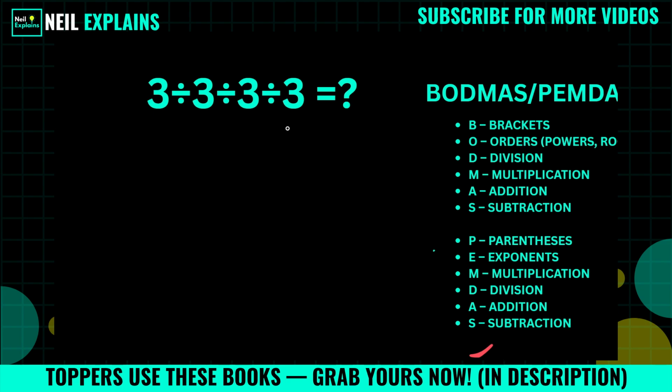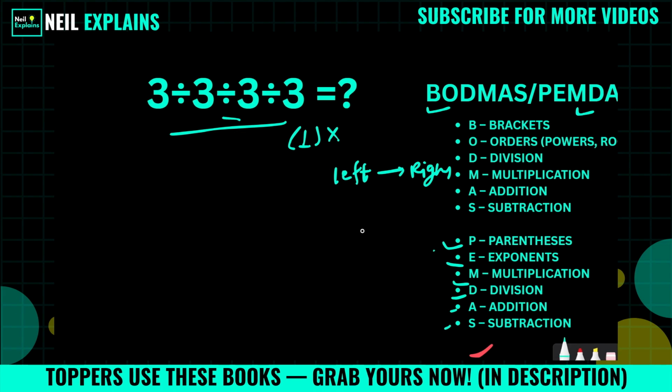Today's question seems tough, but we will solve it and break it down step by step. If you think this will give the answer 1, then you are wrong. Okay, you're totally wrong. So we will solve it, break it down, and as we can see here, all the functions and operations are division, and we will solve it from left to right according to BODMAS or PEMDAS.